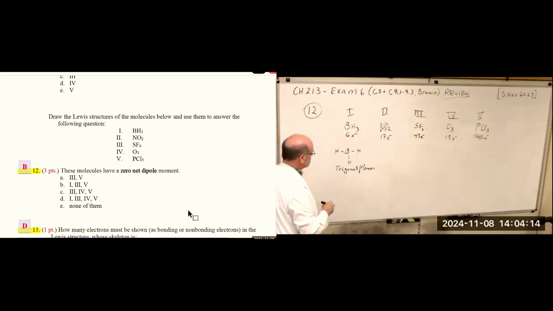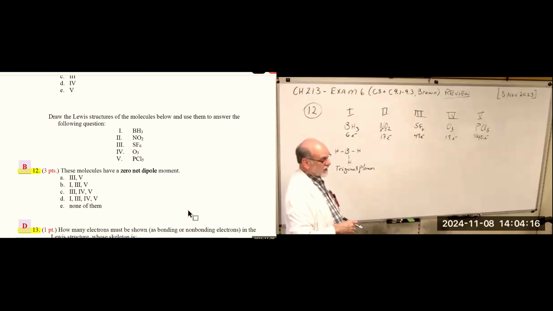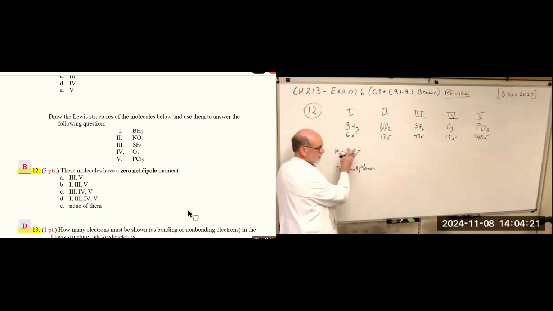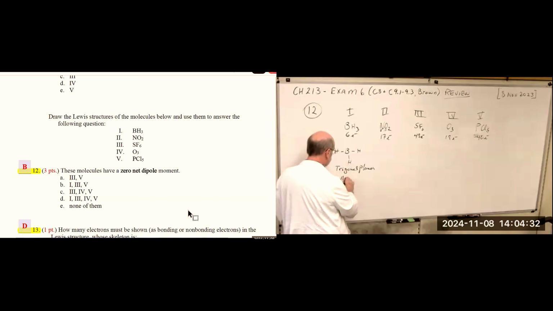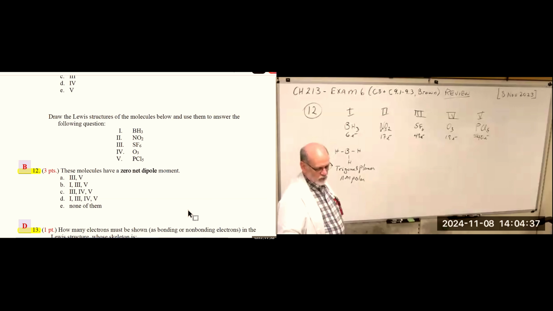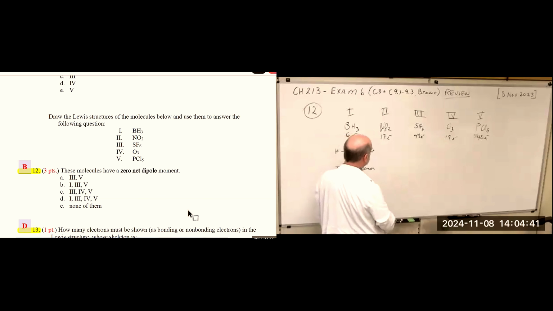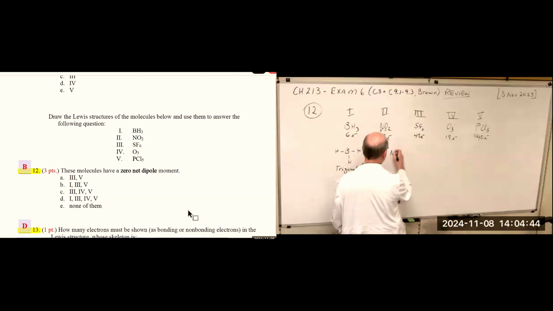What does that say about polarity? Well, if there is polarity, it doesn't matter which direction it is because they're all equal, pointed to the apexes of an equilateral triangle. So they all cancel each other out anyway. We could speculate on what the polarity of the bonds is, but it doesn't matter because they cancel out. NO2. So we have N and an O and an O.